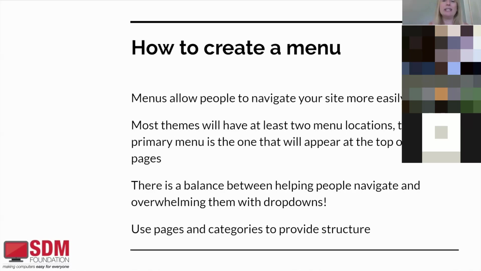You need to balance between helping people navigate around your site and overwhelming them with drop downs of subcategories and submenu items. So there's a bit of a balance in there as to how many options you give people to navigate, which is why thinking about your page structure and your category structure up front is really helpful, because that immediately starts to reduce the number of potential permutations of categories, subcategories and submenus.